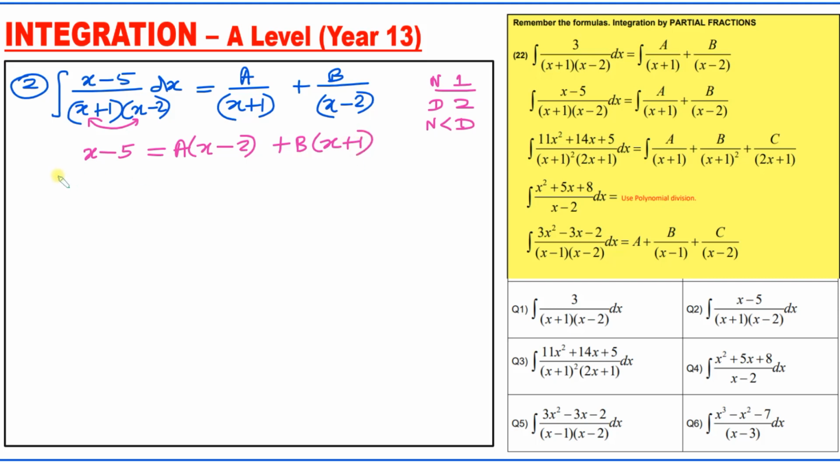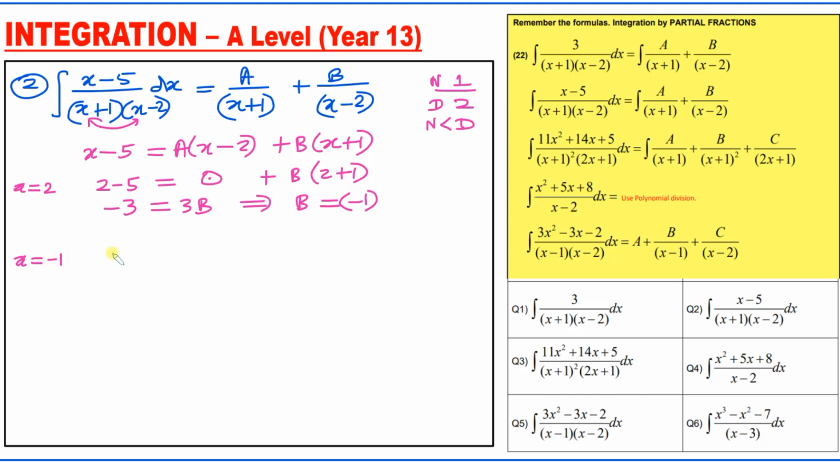Now we can substitute x equal to 2. When you put x equal to 2, the a term becomes 0 and this becomes b times (2 plus 1). So now you need to find the b. Minus 3 equals 3b, and that gives b equals minus 1. And now you are going to apply x equals minus 1.